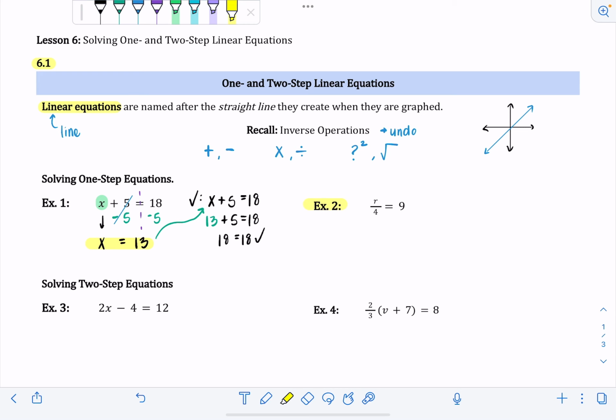Okay, so moving on to example 2 now. Over here, r divided by 4, or r over 4, equals 9. This time r is what we have to isolate. The operation being done to r is that it is being divided by 4. The inverse of division is multiplication, so I would multiply both sides by 4. Multiplying by 4 and dividing by 4 wipe each other out, so I would just be left with r. Then 9 times 4 is 36, so I end up with r equals 36.